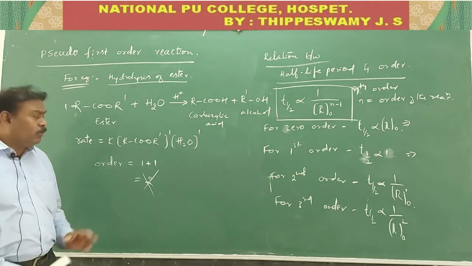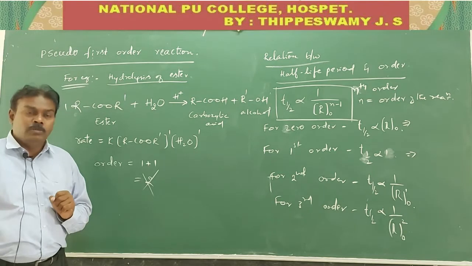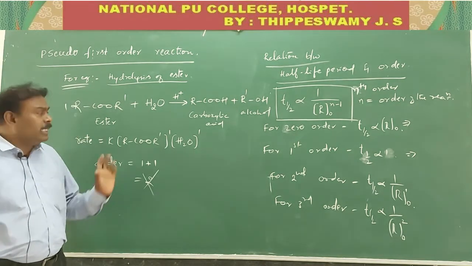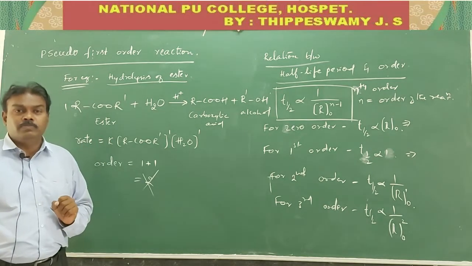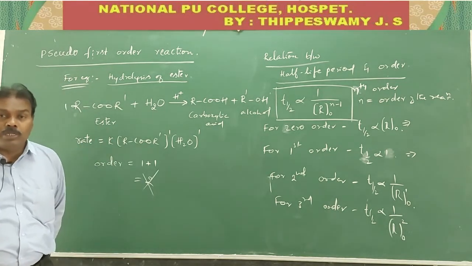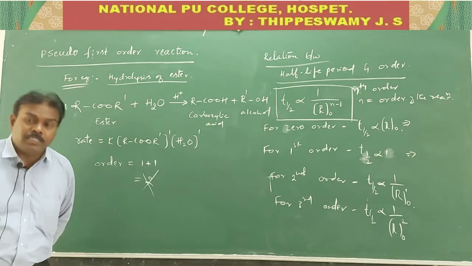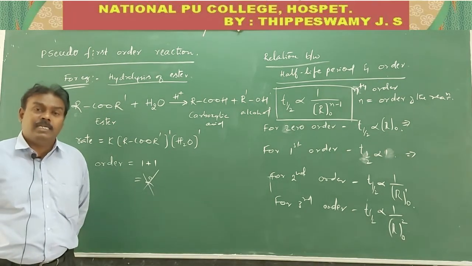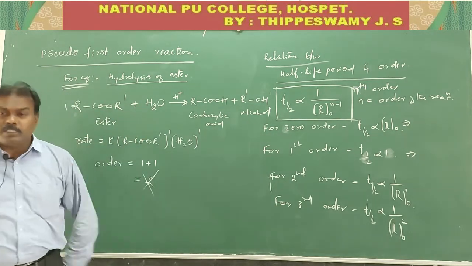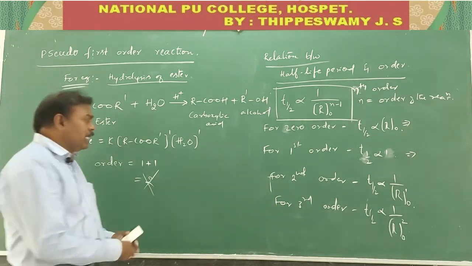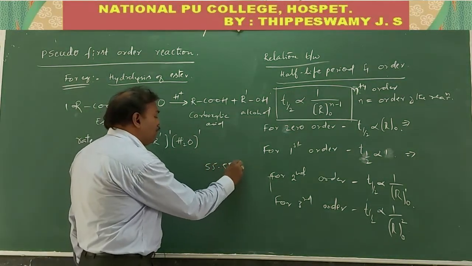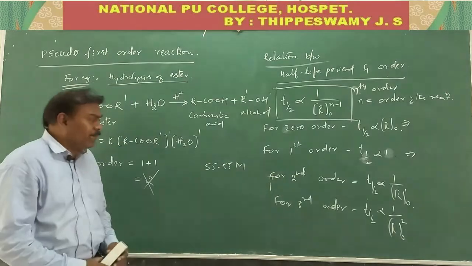Why does it not follow second order kinetics? Here, in this reaction, one of the reactants is taken in large excess. What is it? Suppose ester is there and water is there. Can you tell me what is the molarity of water? The molarity of water will be 55.55 M.